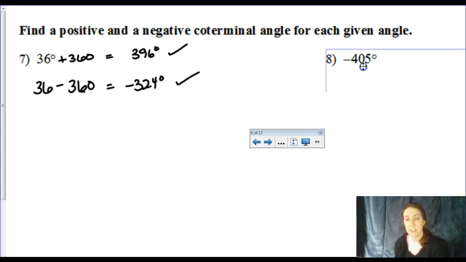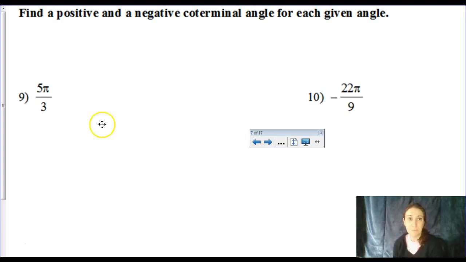Same thing here on -405. The issue you're going to have with -405 is that when you add a rotation, it's not going to be positive yet. You're going to have to add another rotation, so you're going to have to add 720 to it. I'm going to show you how you can shorthand it. So -405, and then you can say plus or minus 360. That's a way to include all coterminal angles, and it would get literally every positive and negative one included in the answer.